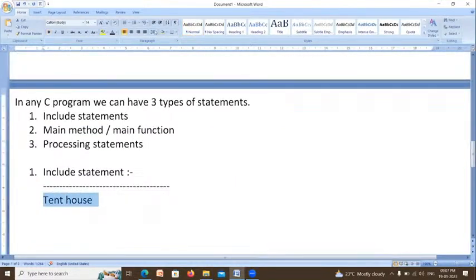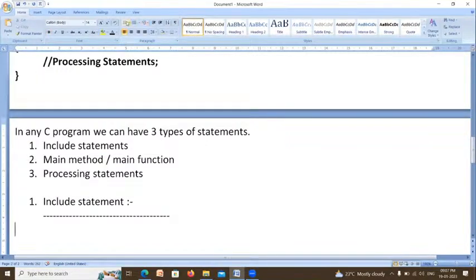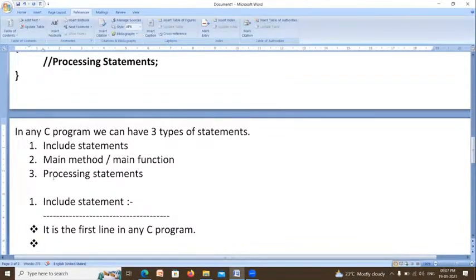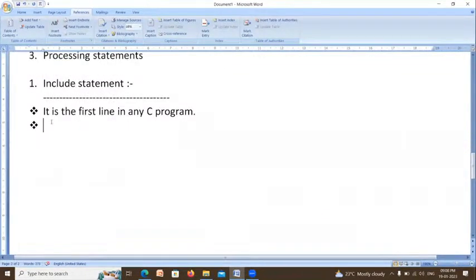Now tell me, what is the hash include statement? You have to write the include statement at the top of the program. It is the first line in any C program. You have to write hash include stdio.h at the top of the C program. Right. It always begins with a hash symbol. The symbol name is hash symbol.